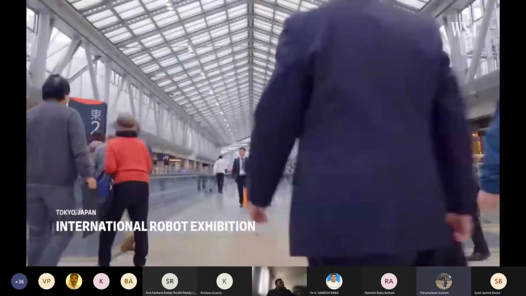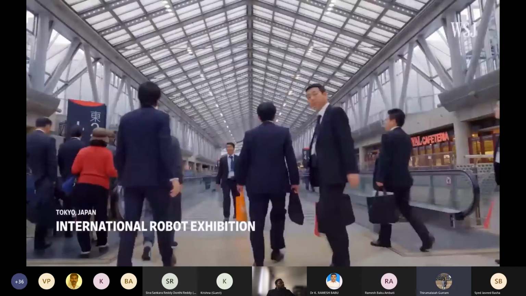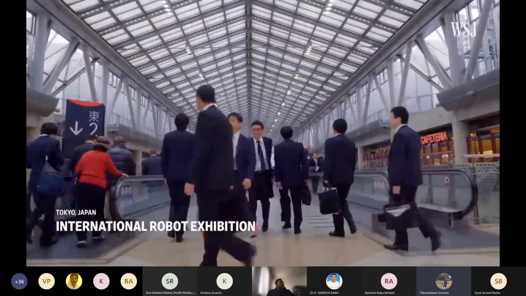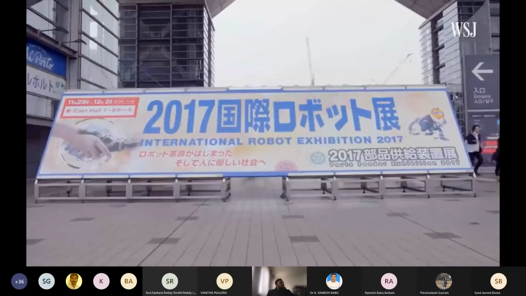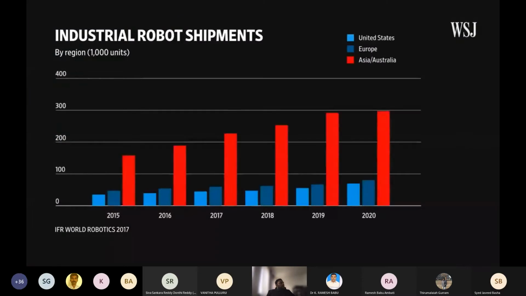Every other year, Tokyo plays host to the world's largest robotics trade show, IREX. It's no coincidence the show is in Asia. Here, robots are being bought and sold in numbers unrivaled anywhere else in the world.